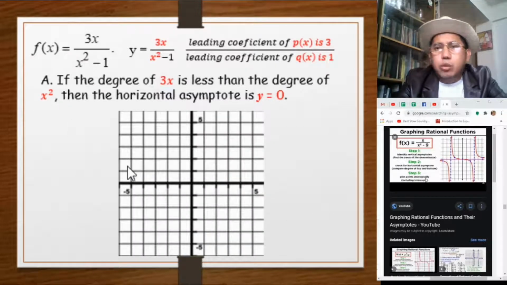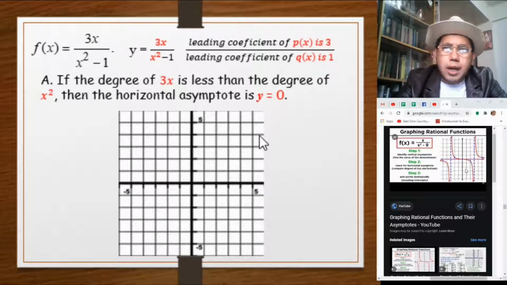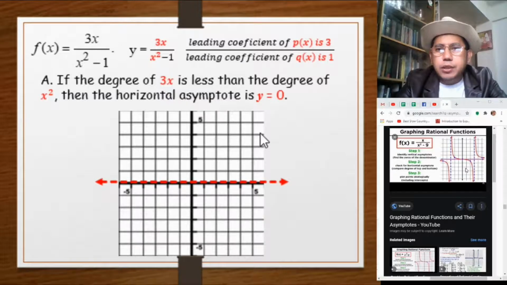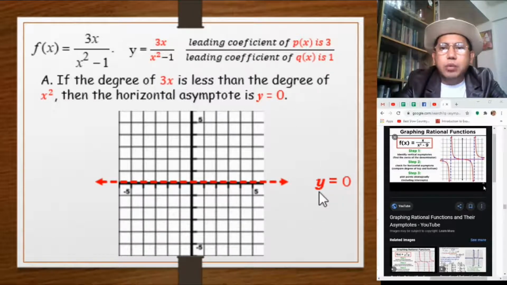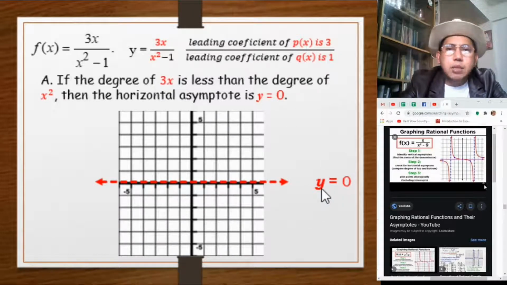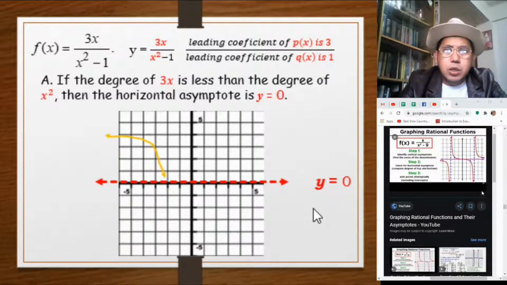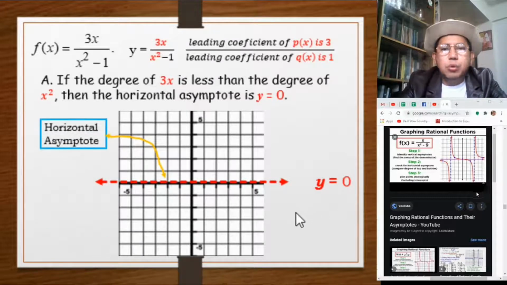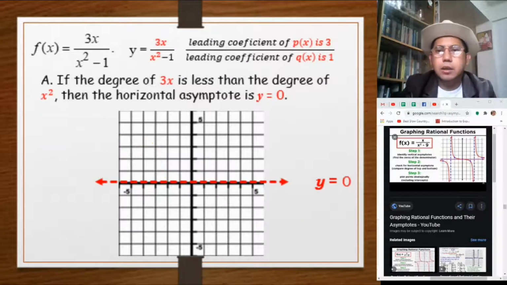Consider this one. Where is the location of y is equal to 0? We have it in here. So this one is my horizontal asymptote. Where is it located? It is located at y is equal to 0. So again, what is this line? It is considered to be the horizontal asymptote.